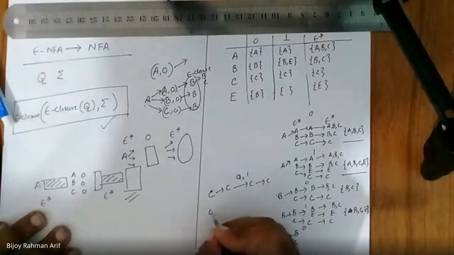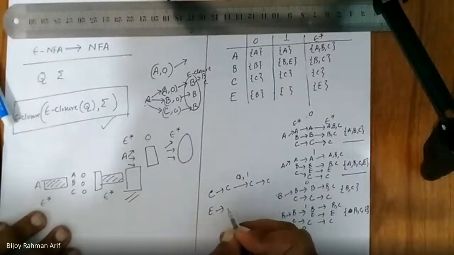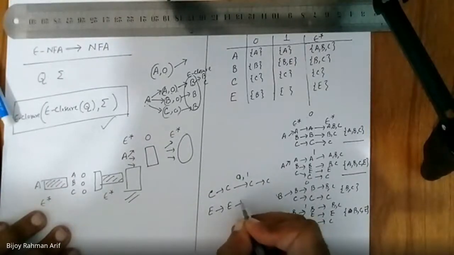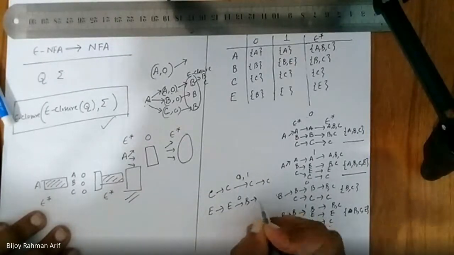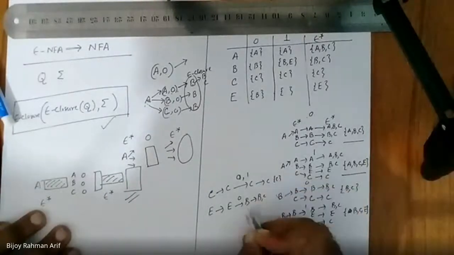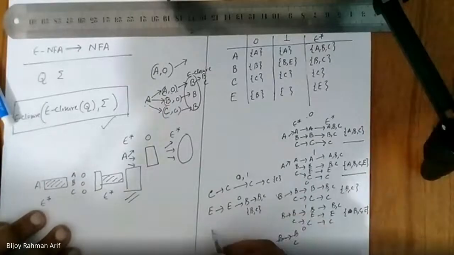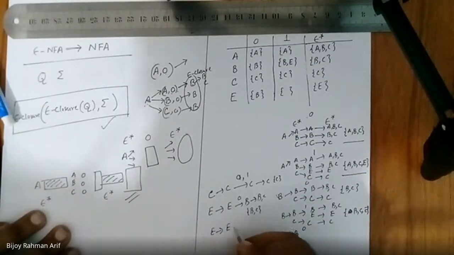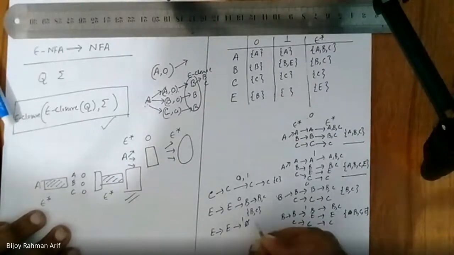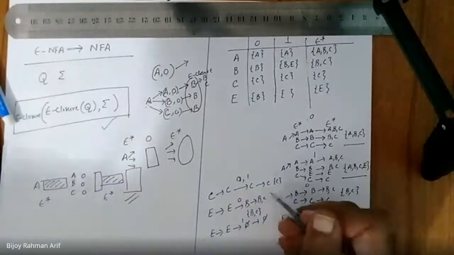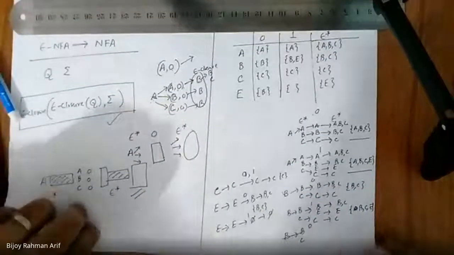Let's take E. E's epsilon closure is E. E on 0 going to B. B's epsilon closure is nothing but BC. So it would be BC. E's epsilon closure is E. E on 1, it is phi. Phi's epsilon closure is phi. Now we got everything, all the moves. Now let's draw the diagram.